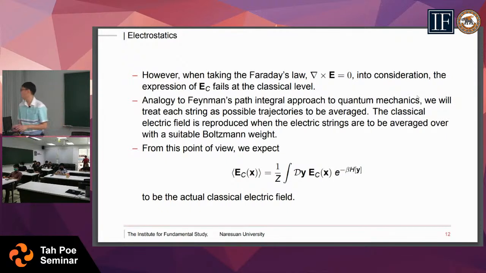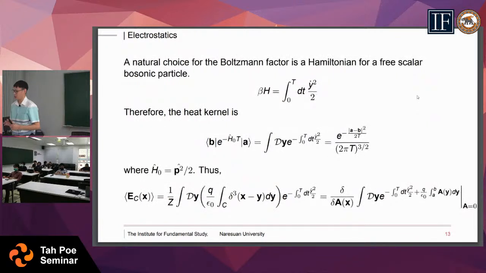So, what is the Boltzmann weight we are going to use? Let's first try the Hamiltonian for the free particle. This is the action for the free particle, right? And if we use this action, we can construct the heat kernel.